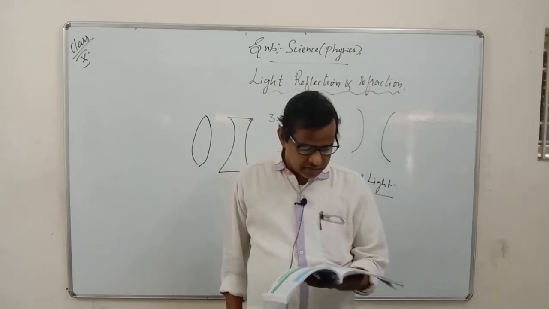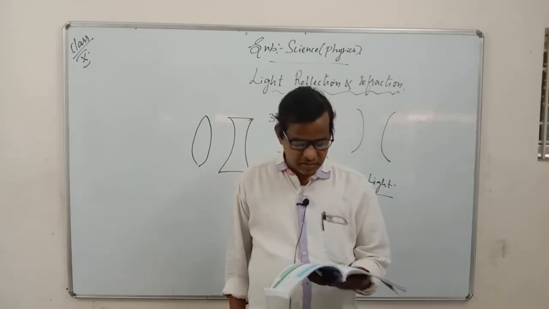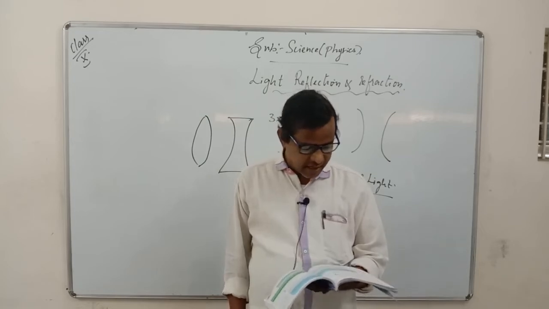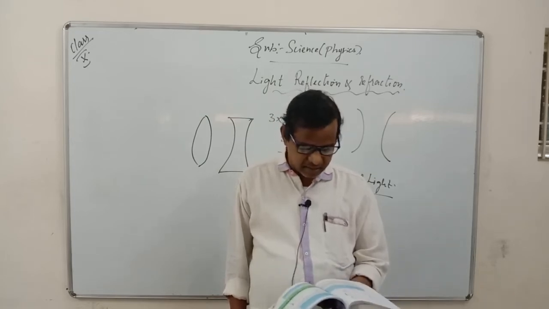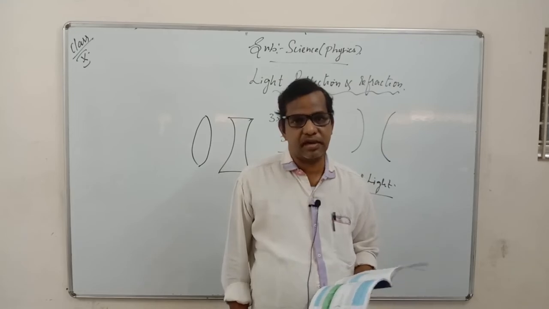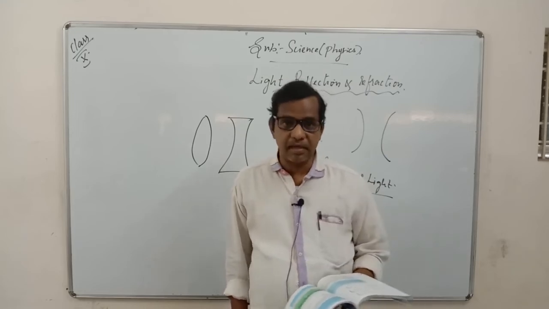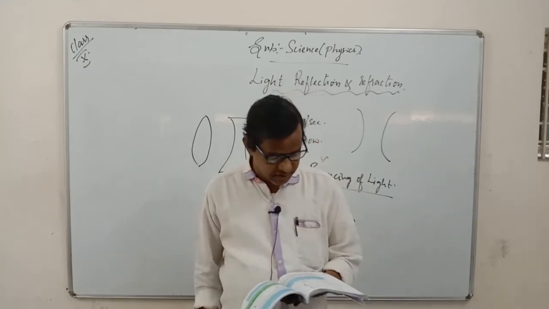Concave mirrors are usually used in torches, street searchlights and vehicle headlights to get powerful parallel beams of light. Why? Because you should get powerful parallel beams. So they are generally used in concave mirrors.